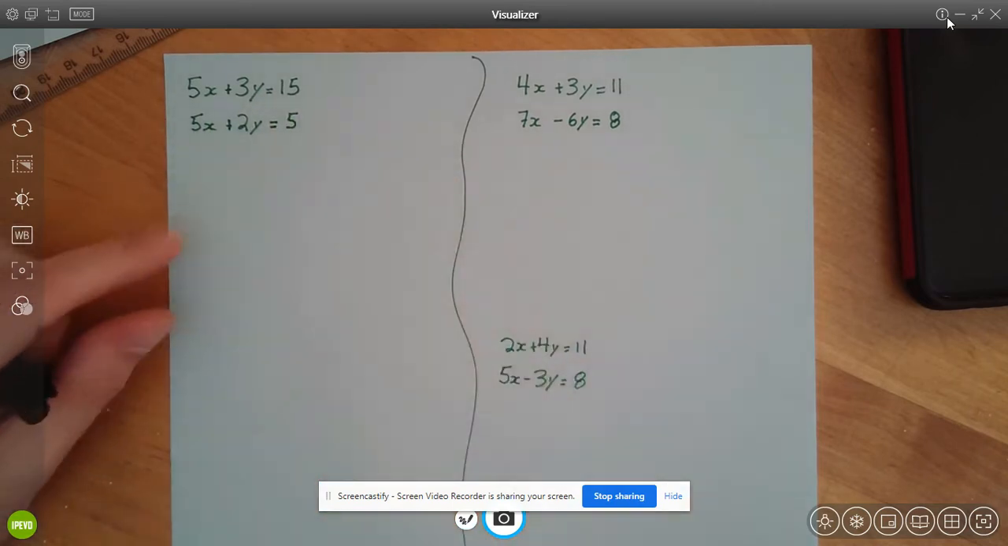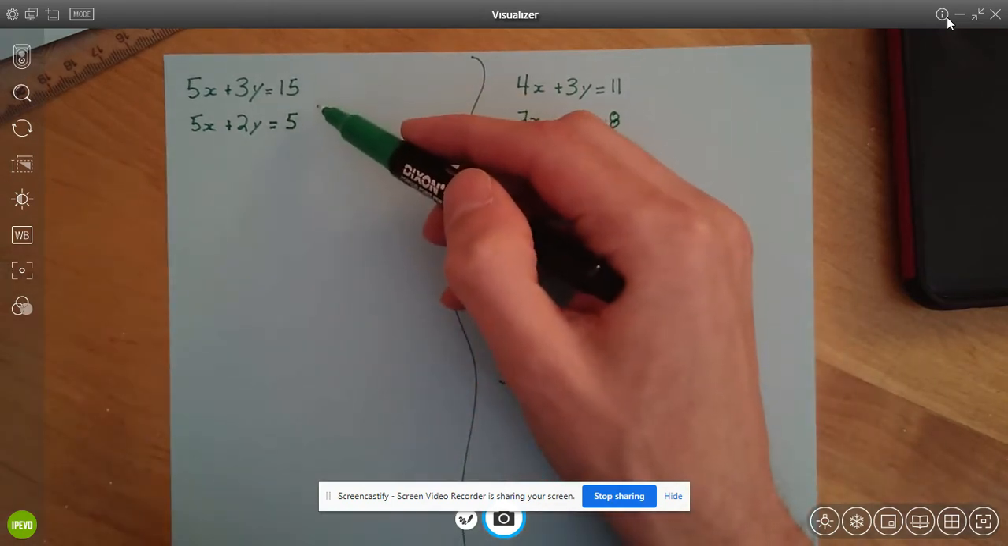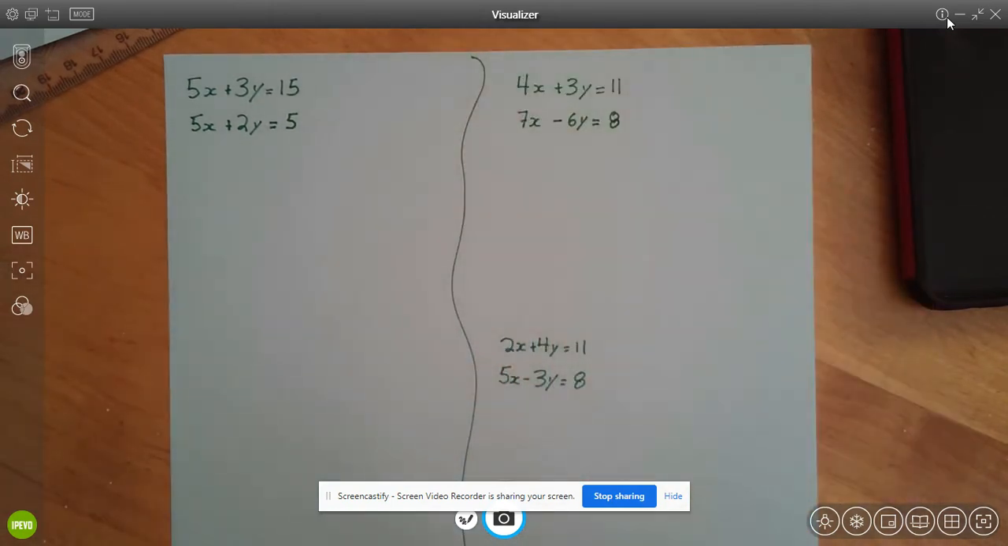So what we're going to do, same thing as before. I've got two equations with two unknowns. I don't know what to do. What I would like is one equation with one unknown. That's what we're good at solving. So I'm going to start the same way.